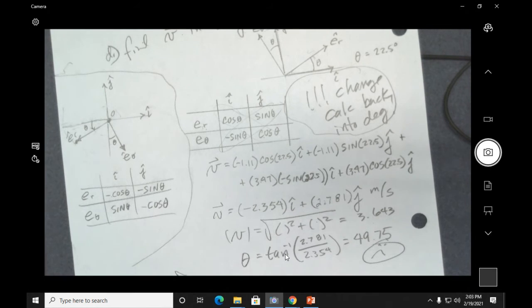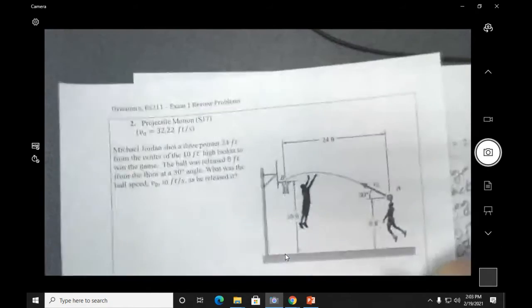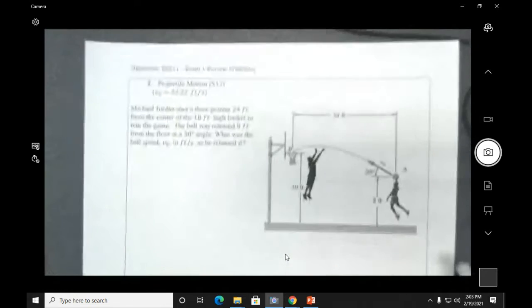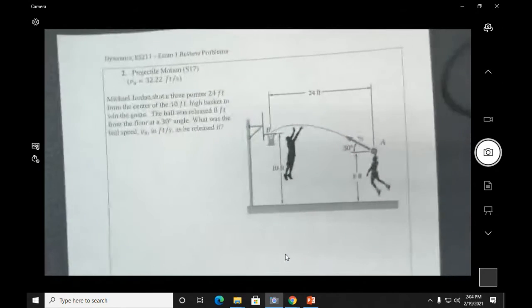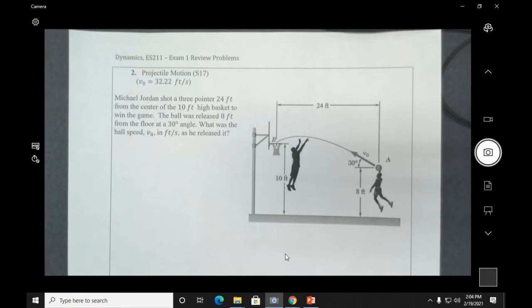Number 2. I like number 2. 2's good. All right. Michael Jordan. I love me some MJ. Good old projectile motion problems. It looks right to me. It's a second quadrant vector.